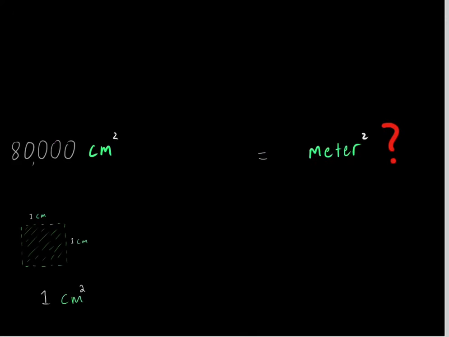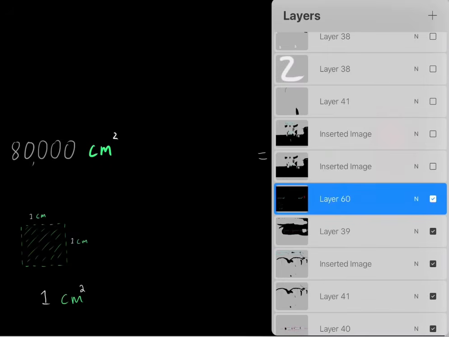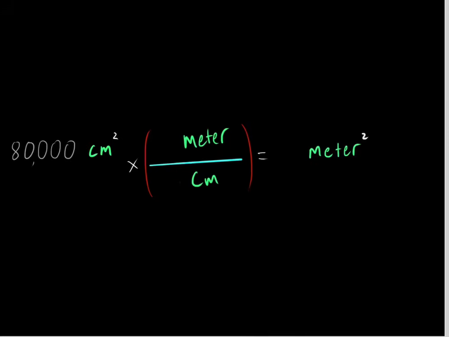So let's do another example. Let's say we know 1 centimeter by 1 centimeter is equal to 1 centimeter squared. However, what if we had 80,000 of these centimeters squared? How many meters squared would that be? Well, again, it's the same idea. The first thing is we set up the units so the centimeters cancel and we're left with meters. So now we have the units in what we want.